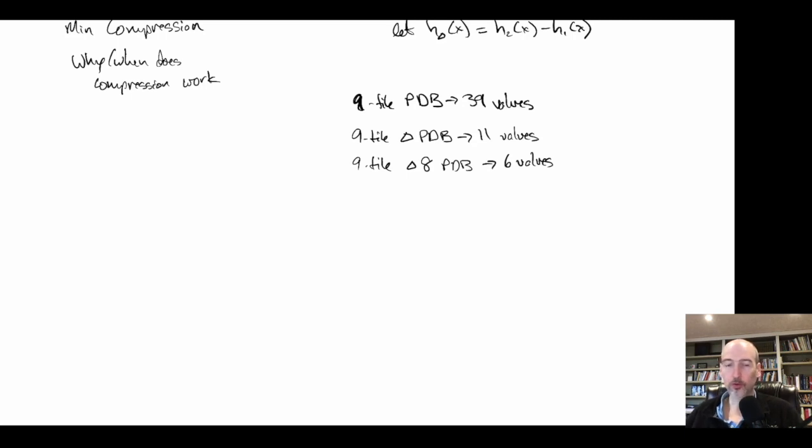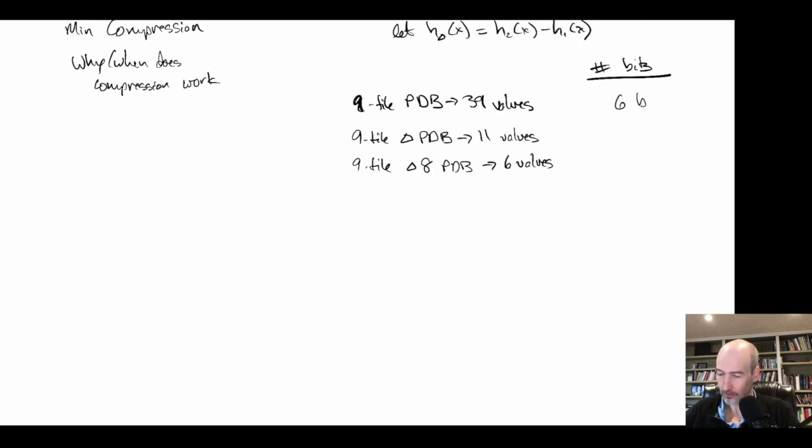What we observe here is that when we store our pattern database, we have to choose a representation to store it in, and it's easiest if we choose some number of bits. Typically the bits would be some power of 2, although there are other things you can do beyond that. If I think in terms of powers of 2, then I would need 6 bits to represent 39 different values, since 5 bits only gets to 32. If I have 11 values, I only need 4 bits. And if I have 6 values, I only need 3 bits.